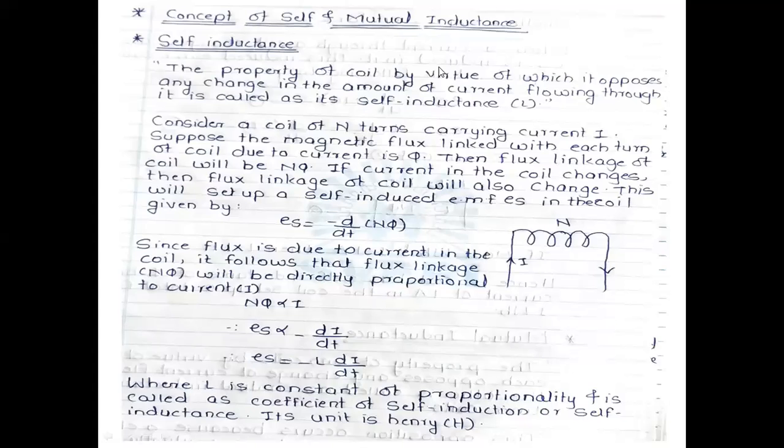Next line you write down. It is denoted by L and measured in Henry. Next to Henry, in bracket write capital H.